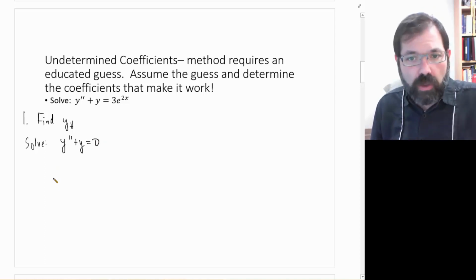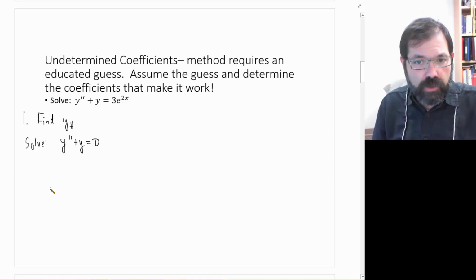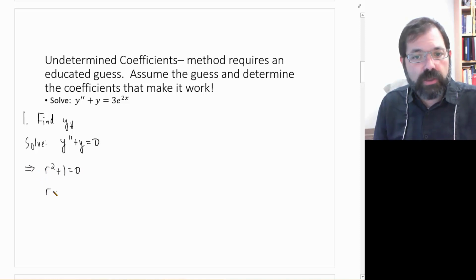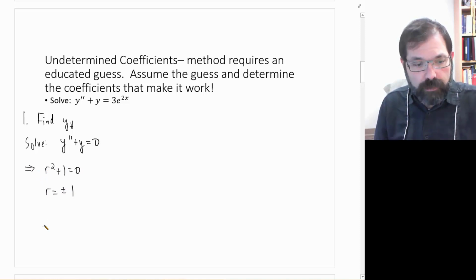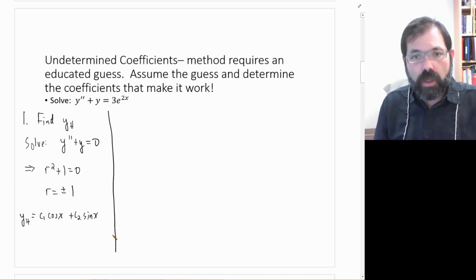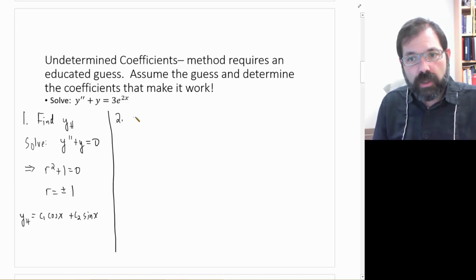We learned how to solve this already. We make the substitution y equals e to the rx. We get the auxiliary equation, r squared plus 1 equals 0. This implies that r is positive or negative i. And so what that tells me is the y sub h is c1 cosine x plus c2 sine x.